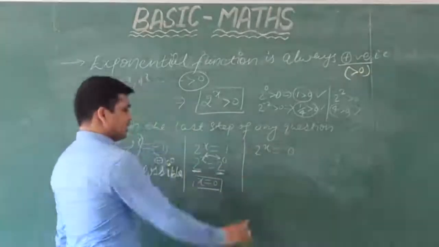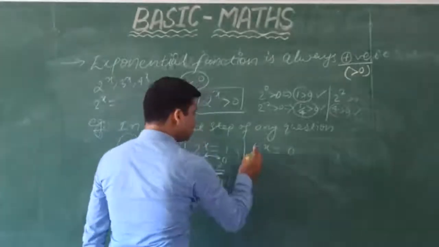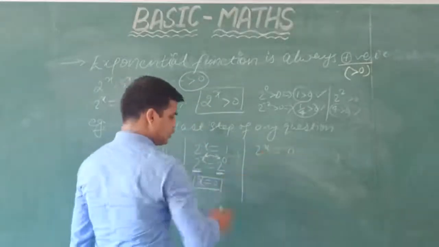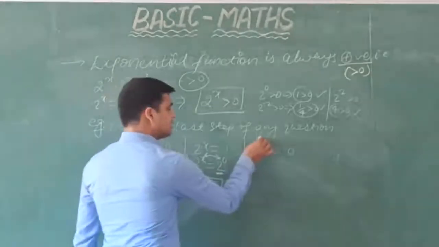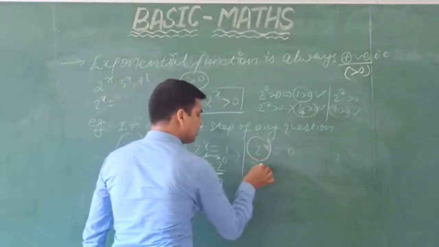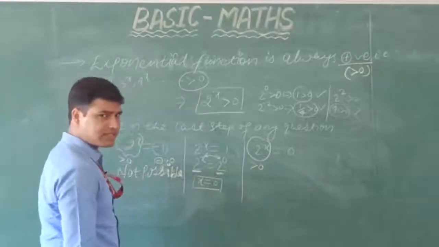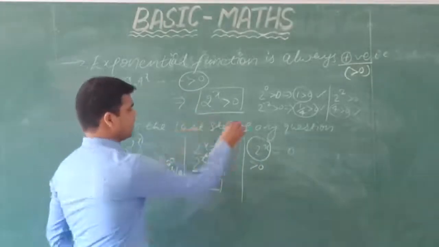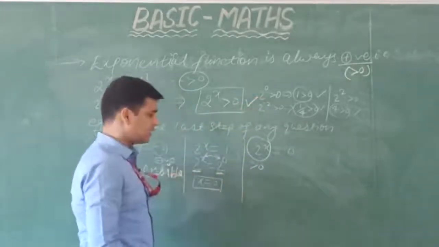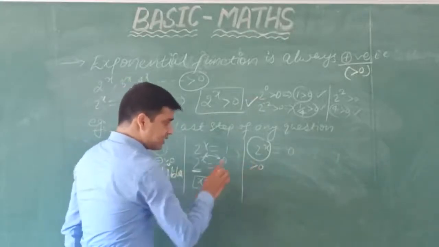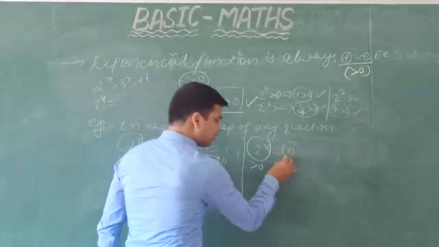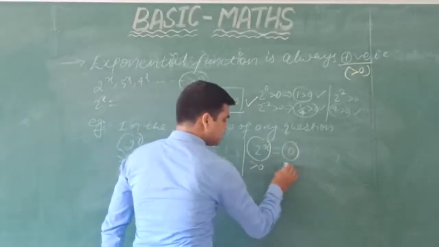Okay, next see this here, 2 raised to the power x equals 0. We know that 2 raised to x, this LHS, is greater than 0, because an exponential function is always greater than 0. We have already studied this. So this quantity LHS is greater than 0 and this one is equal to 0.